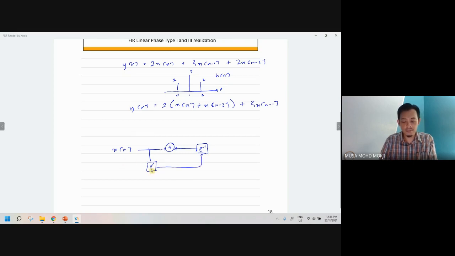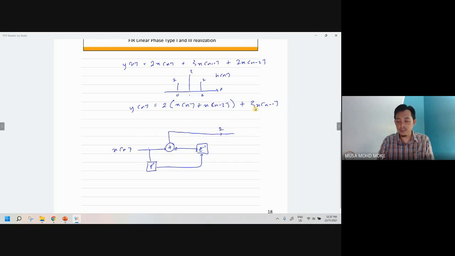Okay, 1, so you get xn minus 1. 2, you get xn minus 2, and then this is xn minus 2 plus your xn. So this is xn. So these 2 plus, and then multiply by 2. So multiply by 2. Okay, sum first and then multiply by 2.